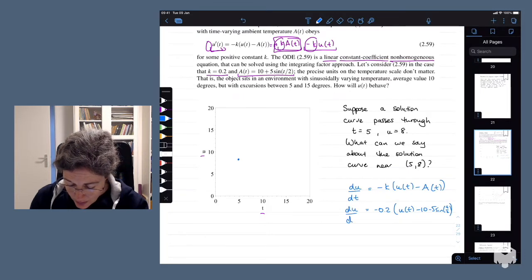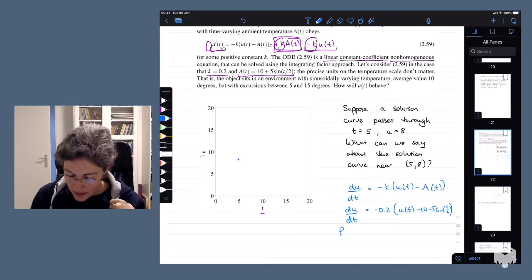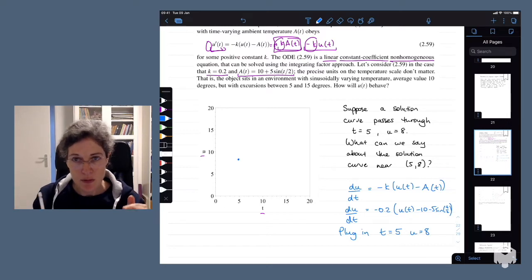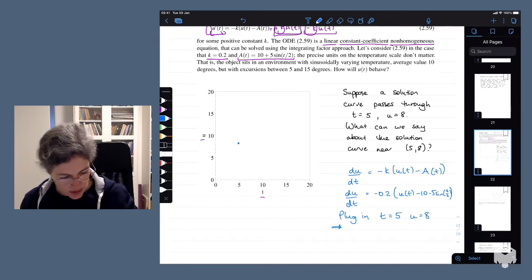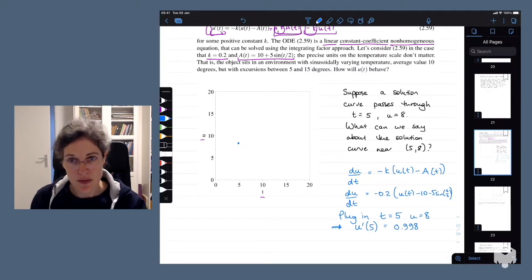So we have an equation for the derivative at any point, and the derivative tells us the slope. So if we plug in our t equal to 5 and our u equal to 8, then we'll know the slope of our function just at that point. Obviously not everywhere, but at that point. And if you do that, which I did earlier, you will find that our derivative evaluated when t is equal to 5 is 0.998. Okay, so that's useful.